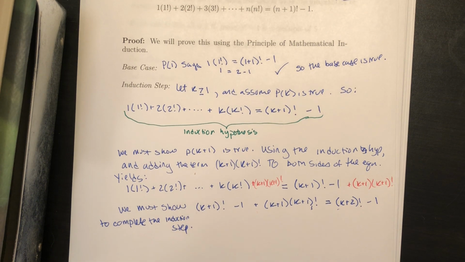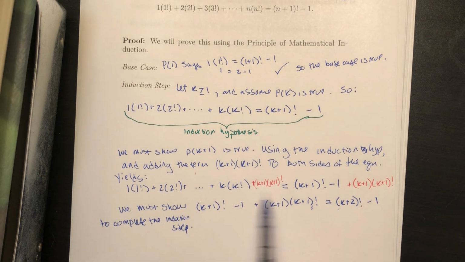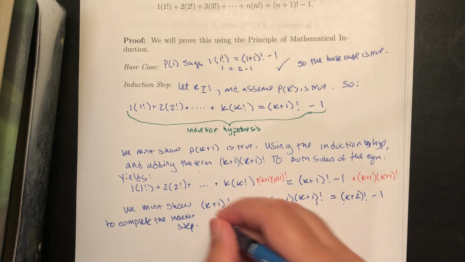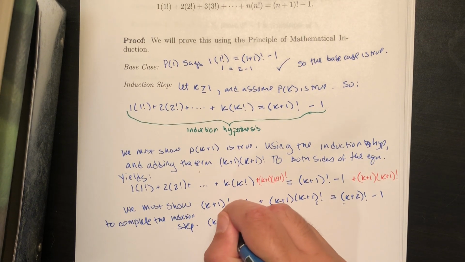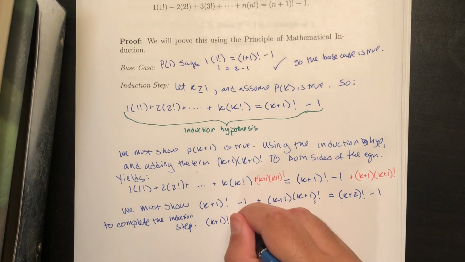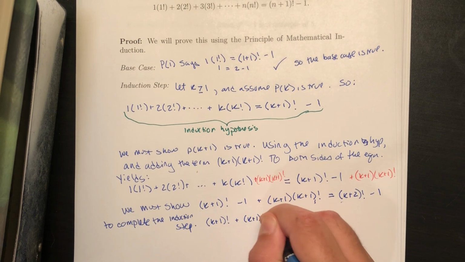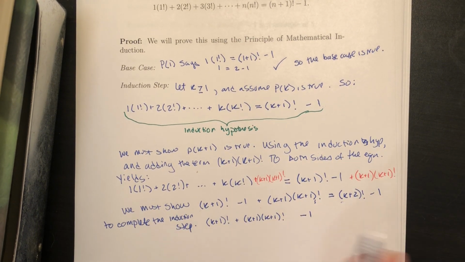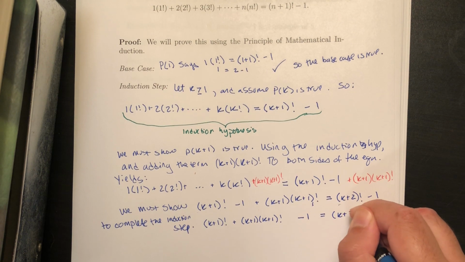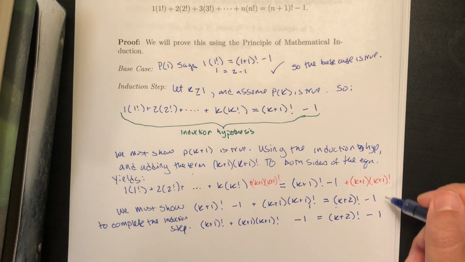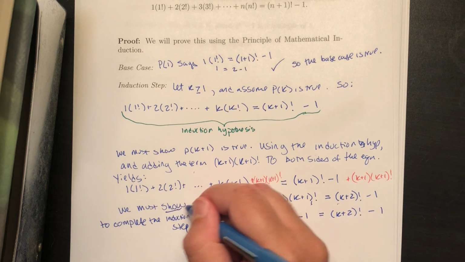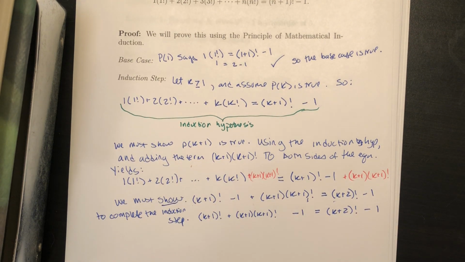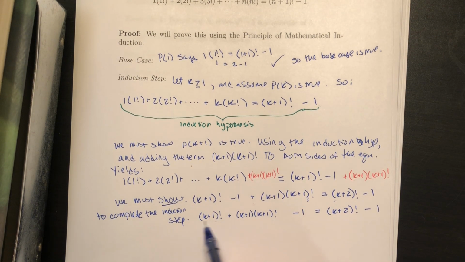So I'm just going to rearrange this a little bit, put these two terms together and put the minus 1 at the end. So we have (k+1)! plus this business, (k+1) times (k+1)!, and then a minus 1 at the end, just moving it around, is equal to (k+2)! minus 1. Again, this is what we're trying to show. We need to show that this equation is correct. How do we do that? Well, this is what we're trying to show, right? That this stuff is equal to this.